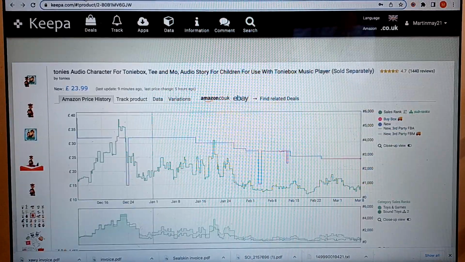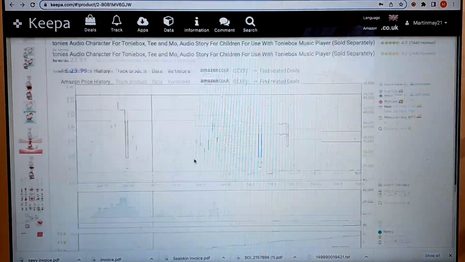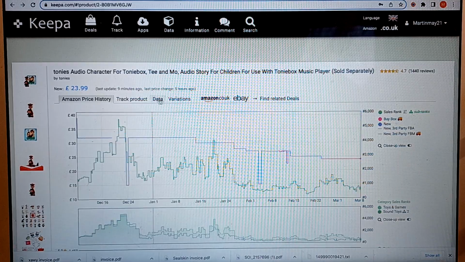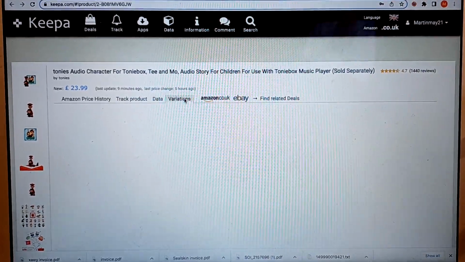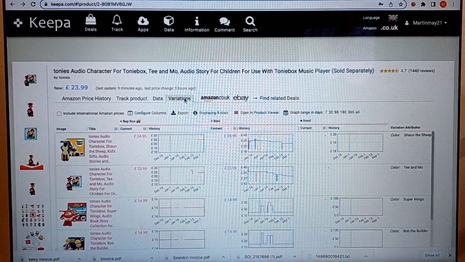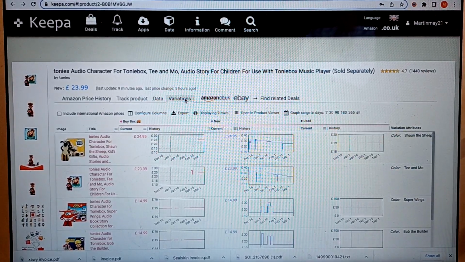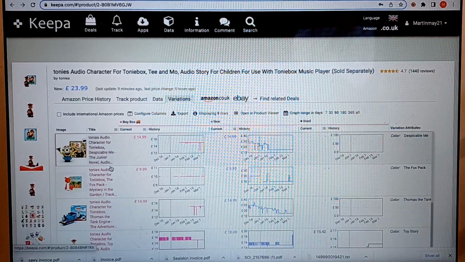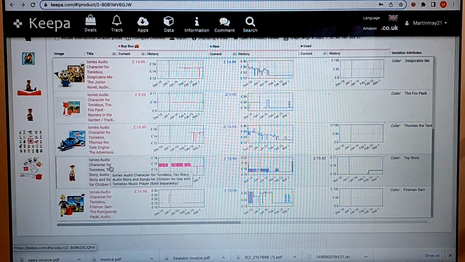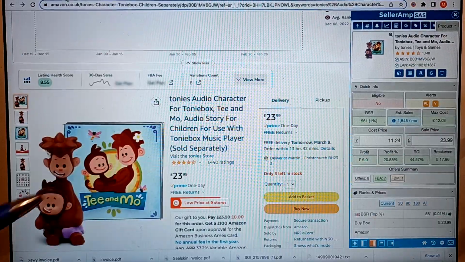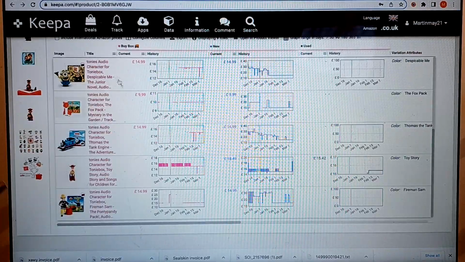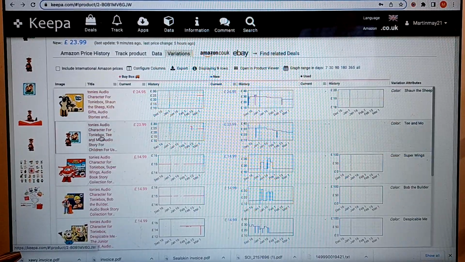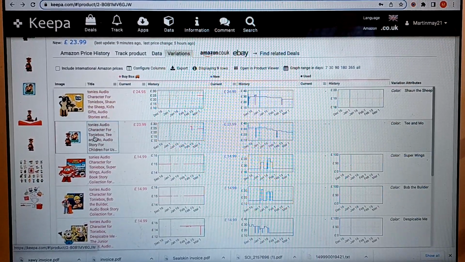So let's go back to Keepa. And what we do is across here, you've got Amazon price history. You can track the product, but what we're looking for here is variations. If you're not using Keepa as part of your Amazon FBA business, you should be. And then we've got the 9 variations on the left-hand side. And now we find the one that corresponds with this. So we are looking for this product, which is this one here. This one here is what is selling.